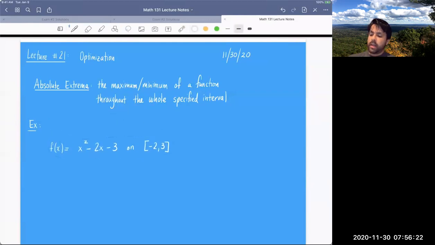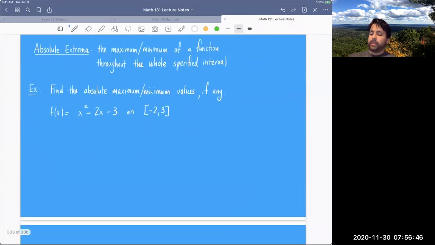So let's find the absolute max and min values, if any. So the first step, of course, is to find the critical numbers.